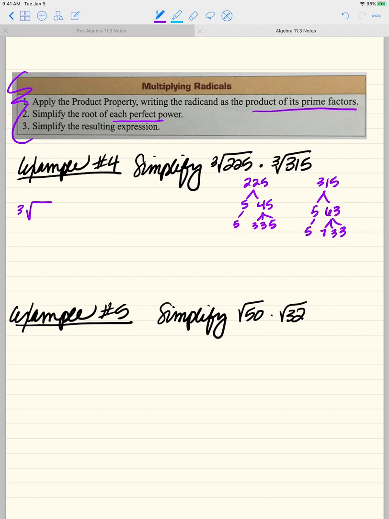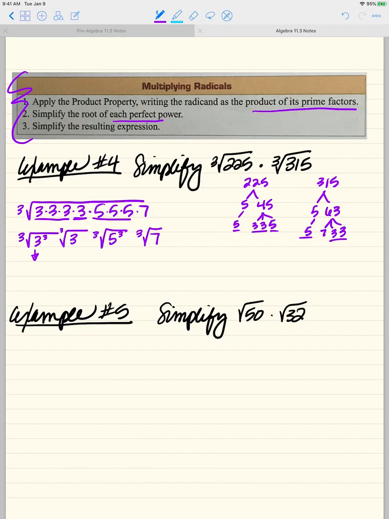So now we have the cube root of, how many 3's do we have over here? We have 2 here and 2 here. So we have 4 3's. And we have 3 5's. And 1 7. And remember, we're talking about cube roots here now. So we have the cube root of 3 cubed times the cube root of this one lonely 3 times the cube root of 5 cubed times the cube root of 7. This becomes 3. This stays cube root of 3. This becomes 5.